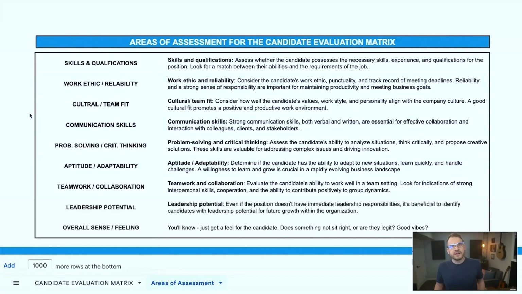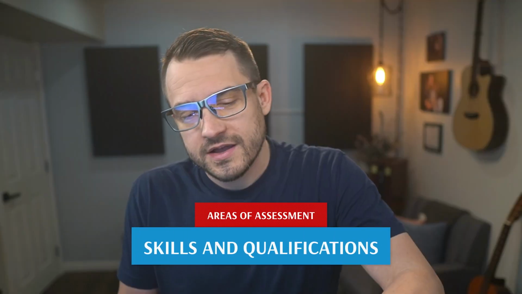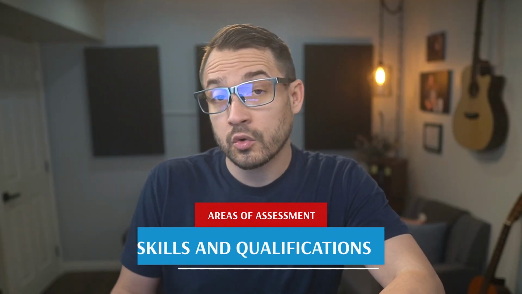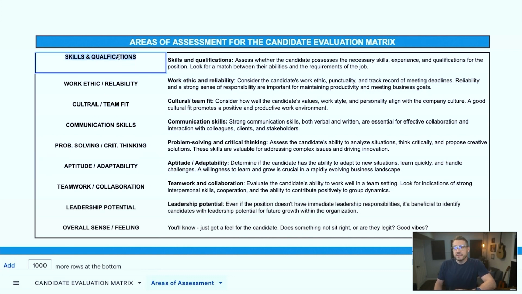But I'll just go over some areas that are important to me. Skills and qualifications are at the top. Obviously, when it comes to a role that anyone's applying for, you want a candidate who at least has the aptitude and adaptability to learn the role. But skills and qualifications can be the determining factor as to that's the person you're going to hire right now versus later if time is a factor for you.